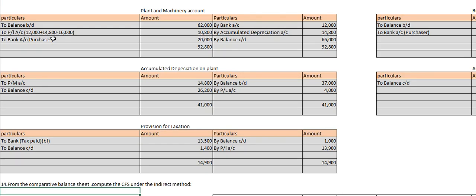So that is all the adjustment. If you see, there is a credit balance, so hence the balancing figure to bank account, which we consider as purchases, and we will take it in our cash flow statement. This 20,000 is nothing but the balancing figure in your plant and machinery account.